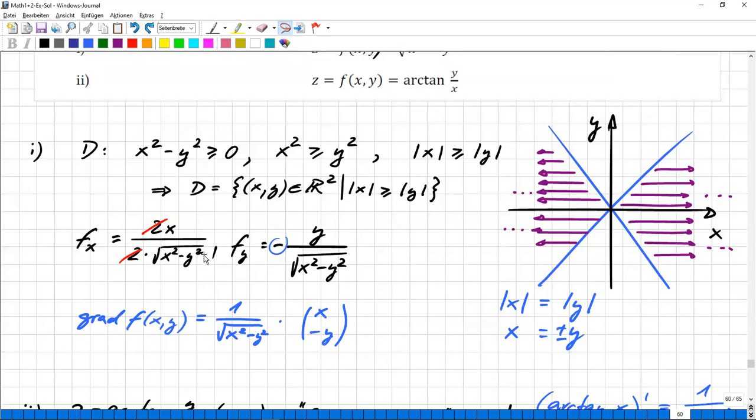So since we have a common scalar prefactor here, which is 1 over the square root of the square difference of x and y, we can pull it out as a factor, before the expression. What stays in the vector is x for the first and negative y for the second component.